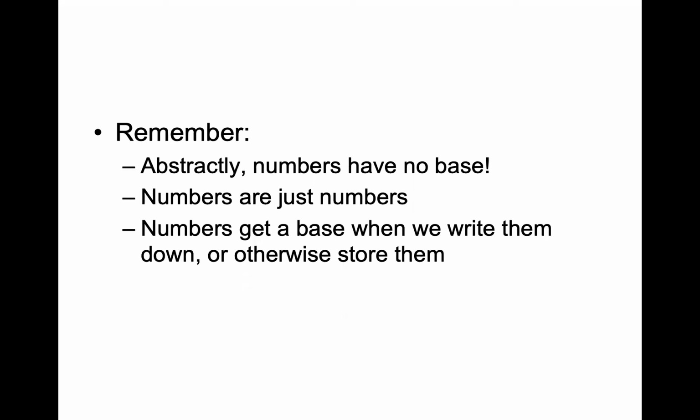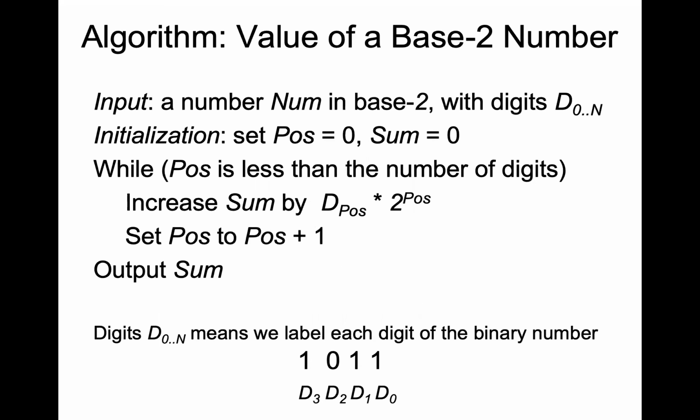So we're going to look at an algorithm. Let's go through this. We want to find the value stored in a base 2 number. The input to the algorithm is going to be a number. We're going to call it num. It's in base 2, and it has the binary digits D0 through Dn. D0 is going to denote the least significant bit of the binary number, and Dn is going to be the most significant bit. Then we can use this notation to look at the individual bits in the number, and we're going to use that as one of the mechanisms for finding its value.